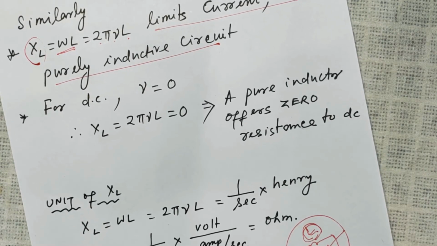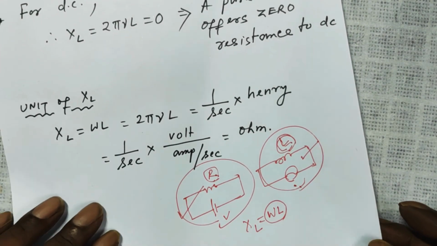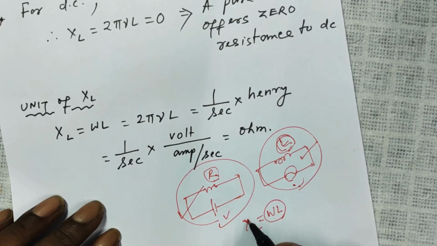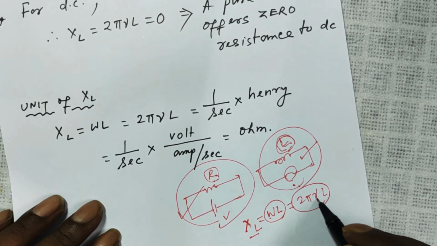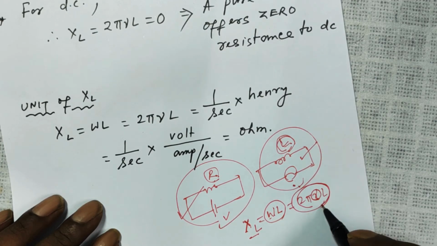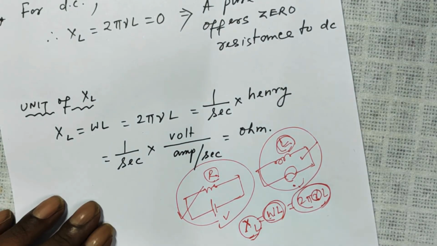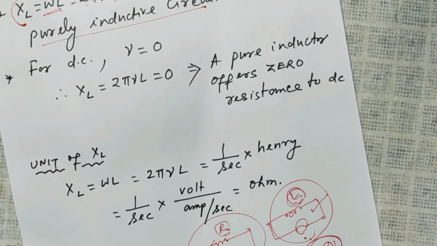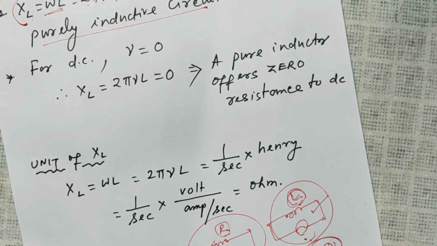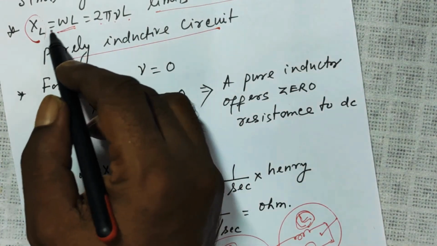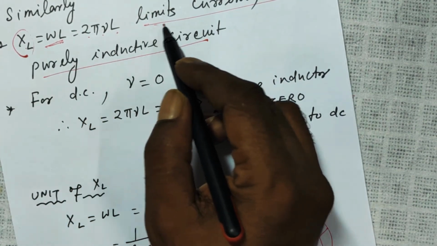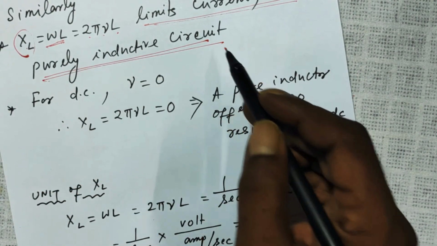Now, why is it not effective in DC circuits? We just derived the resistance offered by an inductor. The symbol is XL, which is omega L, and omega is equal to 2 pi nu. For DC, I just explained nu is 0. So if this becomes 0, this whole thing becomes 0. That is, XL is 0, which means it does not offer any resistance if it is connected across a DC circuit, because a DC circuit has no frequency. So XL is equal to omega L, 2 pi nu L, limits the current in a purely inductive circuit.